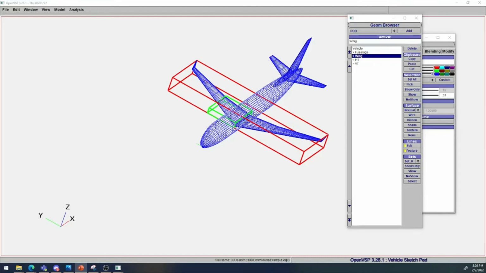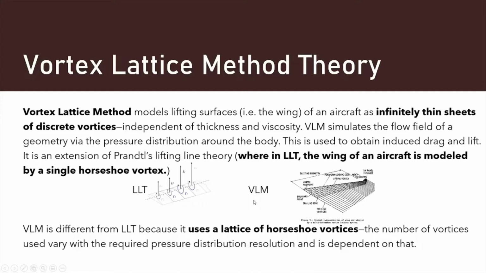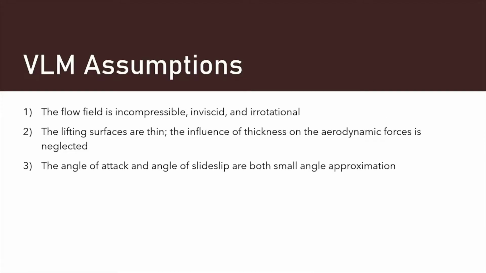So anyhow, back to vortex lattice method theory. It uses a lot of horseshoe vortexes. It's not just one. So what are the assumptions of VLM? The flow field is incompressible, inviscid, and irrotational. When you start taking EAE 126, you'll get a better idea of what this means. But basically, these assumptions aren't actually as conservative as mass, momentum, energy, and all that stuff in the Navier-Stokes equations. It's like a very simplified flow field.